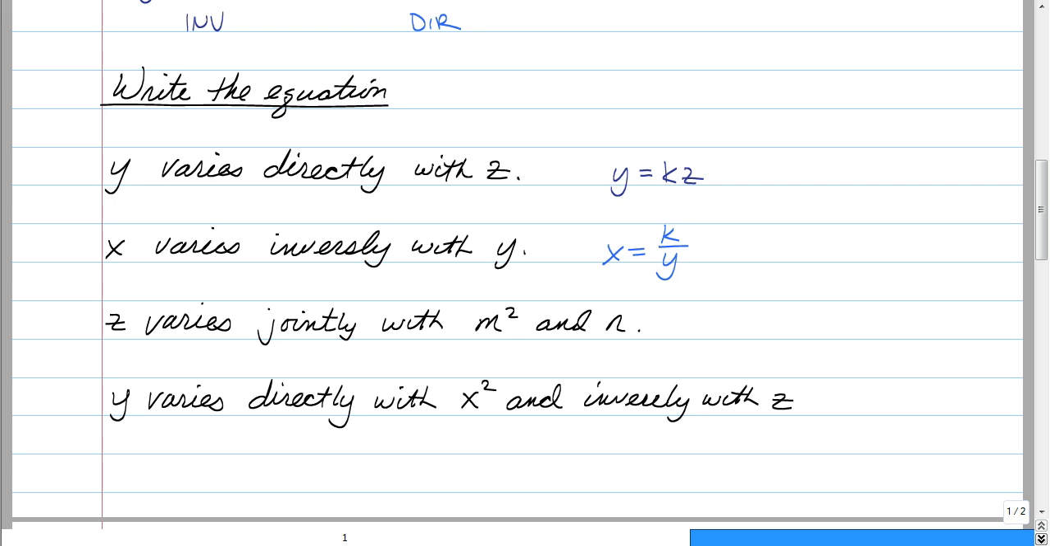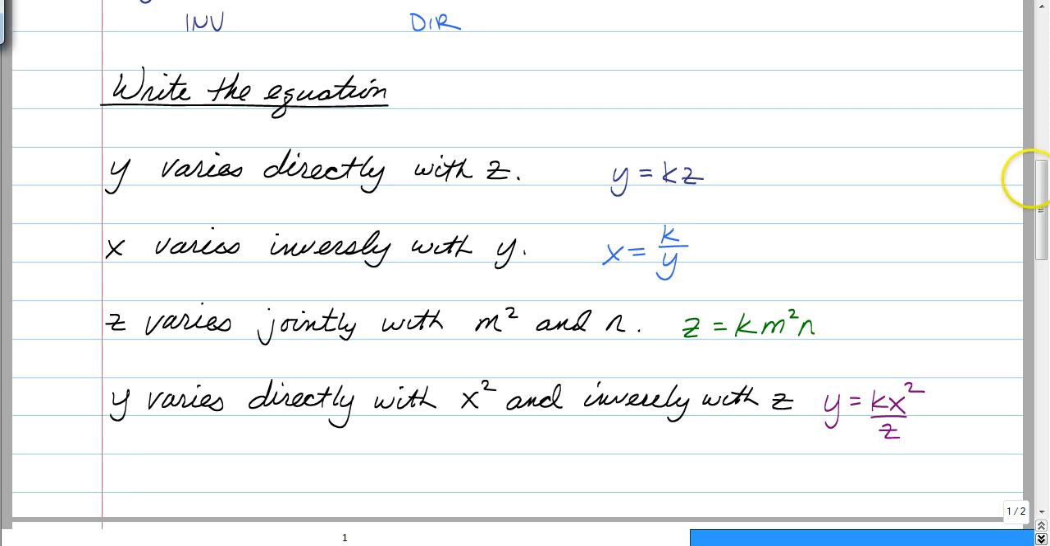Z varies jointly with m squared and n. So this would be an example of z equals our constant times m squared times n. And the last example is one of those more complex where we throw in multiple types. Y varies directly with x squared and inversely with z. So that would be y is equal to k times x squared divided by z, because it's directly with x squared and inversely with z. And that's just how you set up the equations.